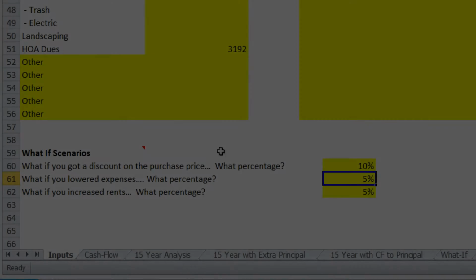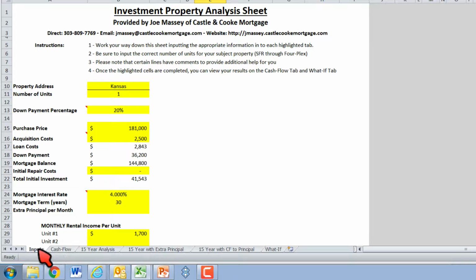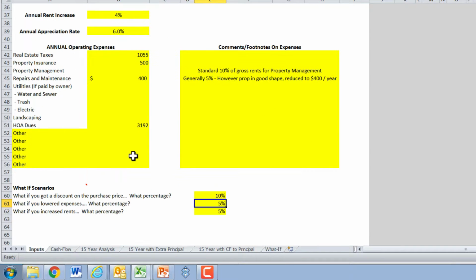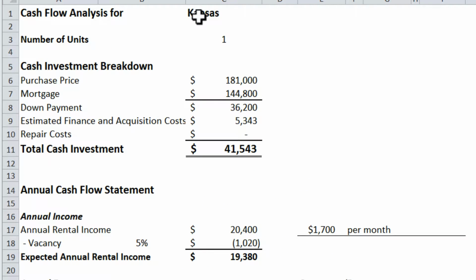So now that we've gone through all of our fields, we're going to go over to the cash flow tab. So this is the inputs tab right here. We've filled out everything in yellow. And now we're going to go to the cash flow tab and see our results. Our purchase price, well, let me back up. We have our address, Kansas, number of units, the 1-unit property.